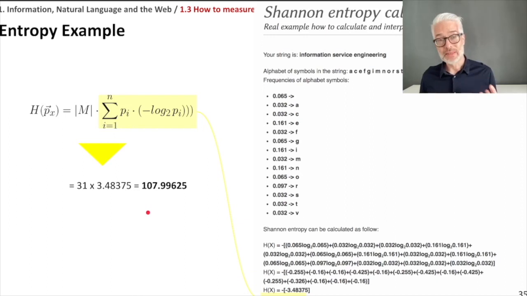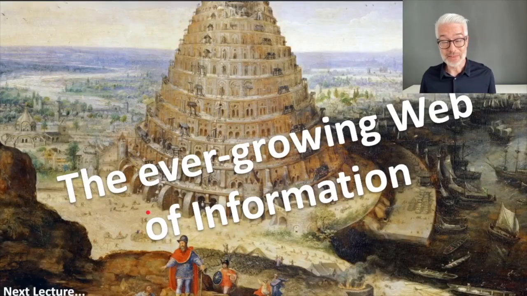Okay, this is how we measure information, by simply taking the notion of information as a reduction of uncertainty. Now we want to apply everything we have already learned. And of course, we already know that we are talking about the web, and there is of course lots of information. And this is exactly what we are going to address in the next section of the lecture.